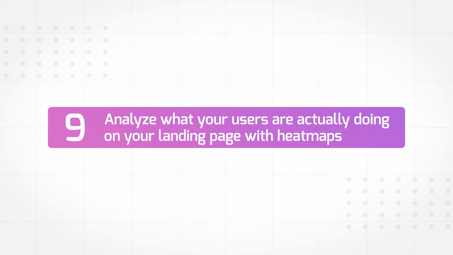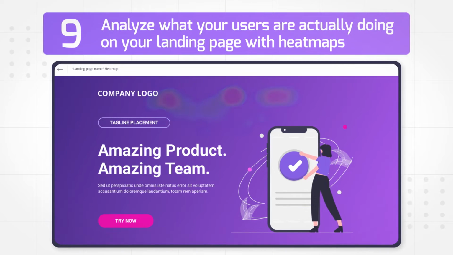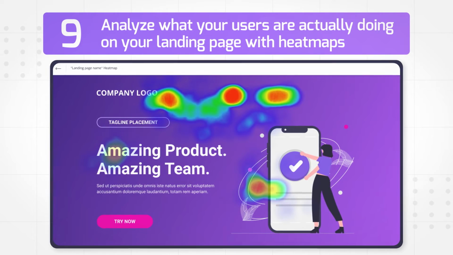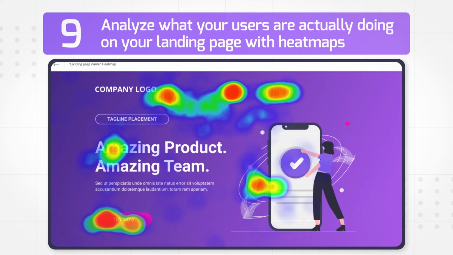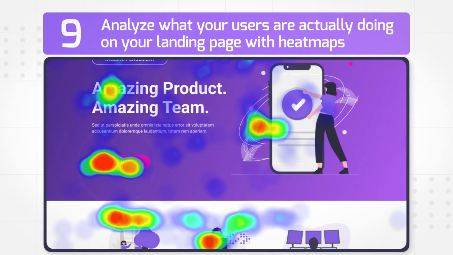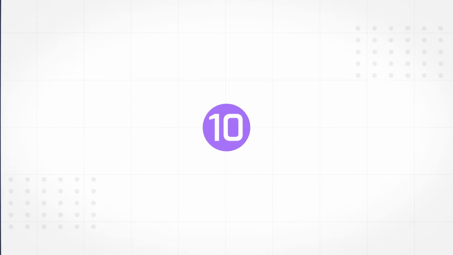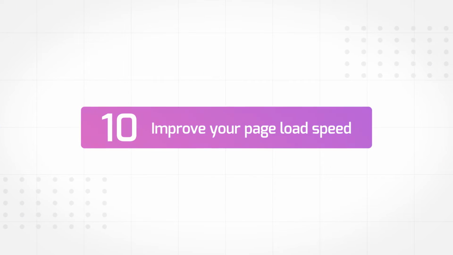Number 9. Analyze what your users are actually doing on your landing page with heat maps. Landing page heat maps can give you a better idea of what users are actually doing on your landing pages, what elements they're clicking on, what information they find the most valuable, and what parts are merely distracting them. Number 10. Improve your page load speed.